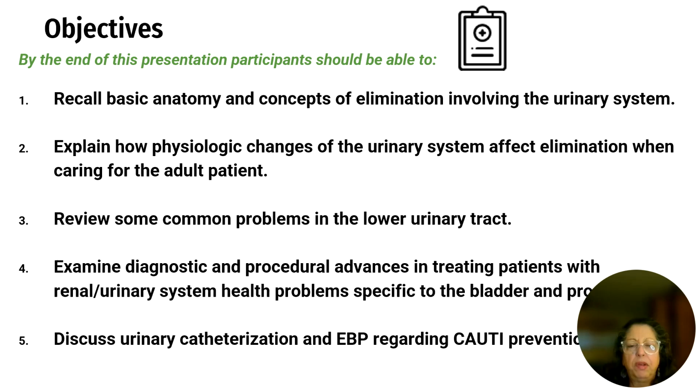Our objectives today are to recall the basic anatomy and concepts of elimination that involve the urinary system, explain how those physiologic changes in the urinary system affect elimination when caring for the adult patient, review some common problems in the lower urinary tract, that means below the kidney, and examine diagnostic and procedural advances in treating patients with renal and urinary health system problems related to the bladder and prostate. And then we're going to discuss some urinary catheterization issues and evidence-based practice regarding urocatheter associated urinary tract infections.